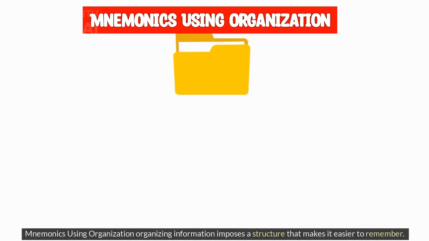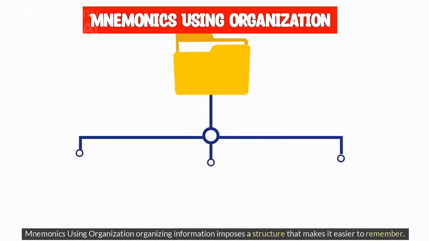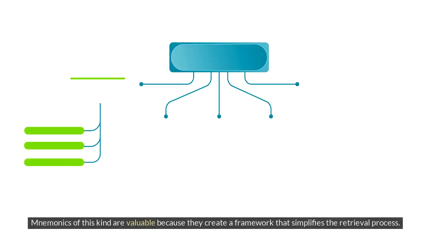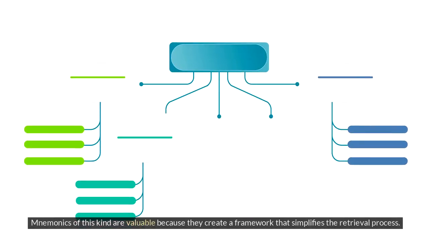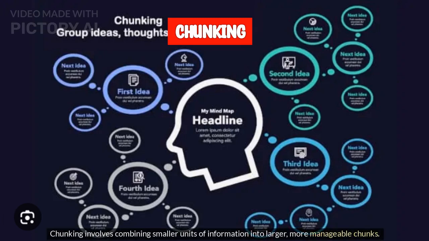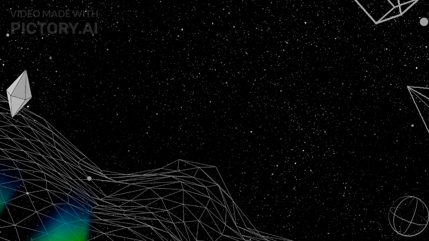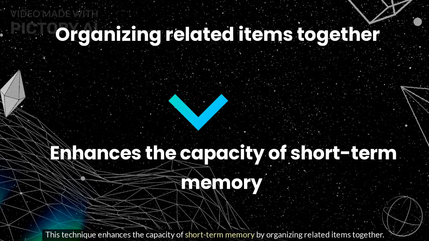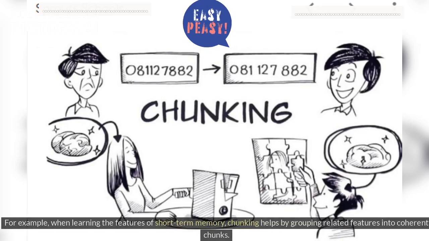Mnemonics using organization. Organizing information imposes a structure that makes it easier to remember. Mnemonics of this kind are valuable because they create a framework that simplifies the retrieval process. Chunking involves combining smaller units of information into larger, more manageable chunks. This technique enhances the capacity of short-term memory by organizing related items together. For example, when learning the features of short-term memory, chunking helps by grouping related features into coherent chunks.